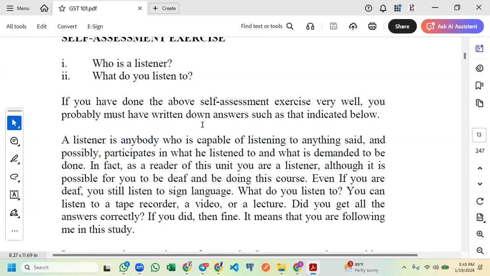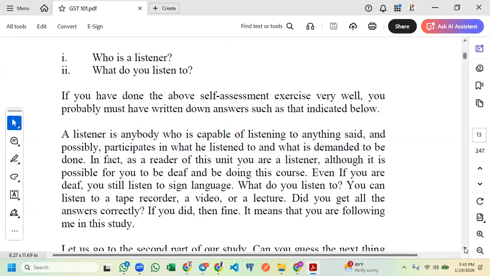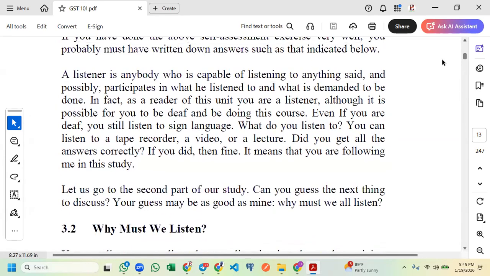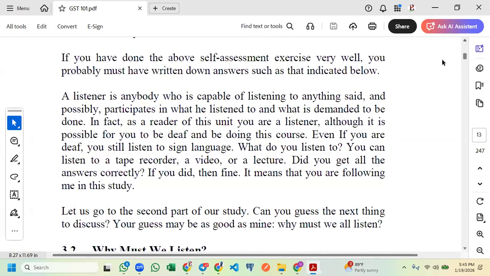So I don't think we should dwell much on this. We've done this in the last class. Just go and watch the recording. But let me quickly do a short summary. A listener is anybody who is capable of listening to anything said and possibly participate in what he listened to and what is demanded to be done.